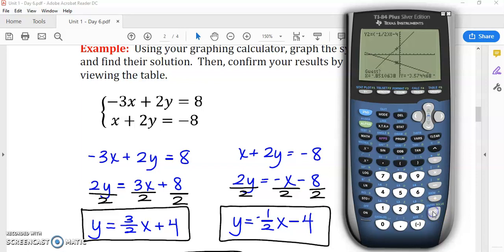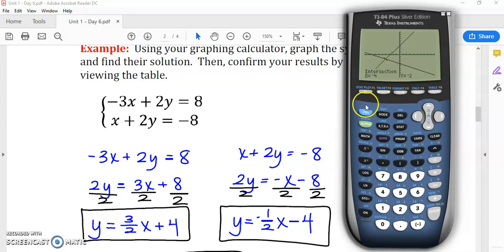That's what I wanted. Then it's going to ask me to guess. This will come in handy later when there's multiple intersection points, but for right now, we don't really care about that, so I'll hit enter to skip through it. And it tells me the intersection is negative 4 comma negative 2, which, hey, we already knew that.